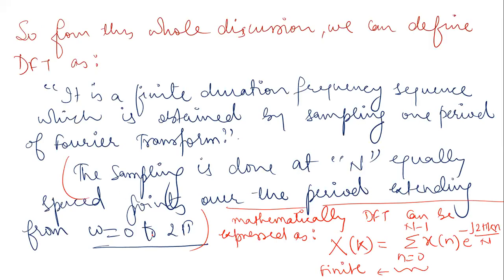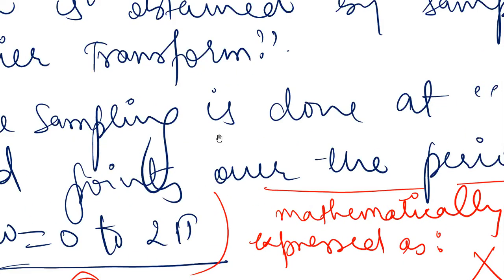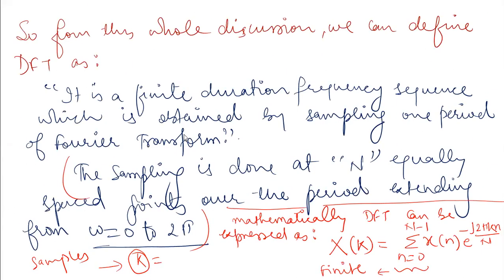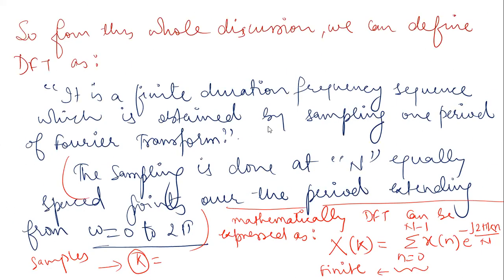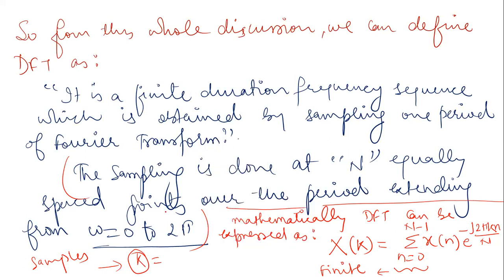Now in this expression, k is very important. What is k here? K is the sample index, so it denotes samples. So k can be equal to 0, 1, 2, up to N minus 1. This is the range for k, meaning the samples.